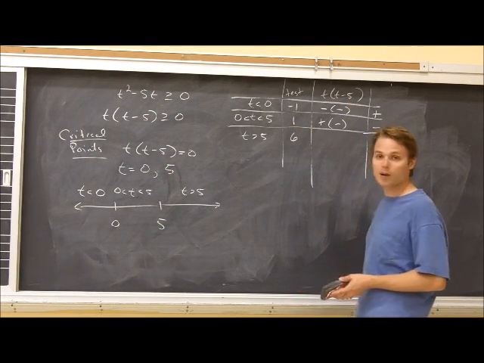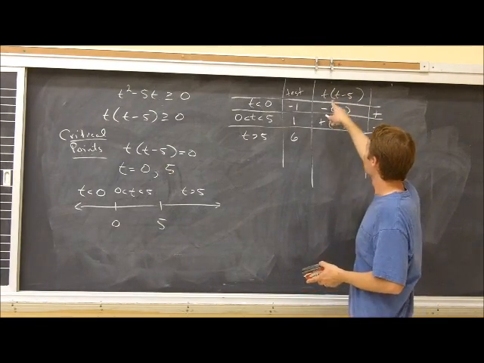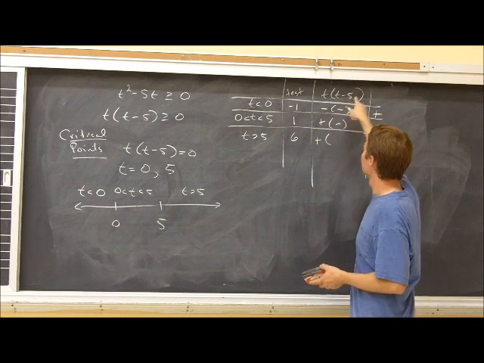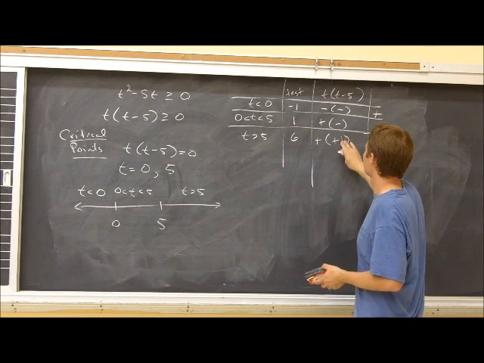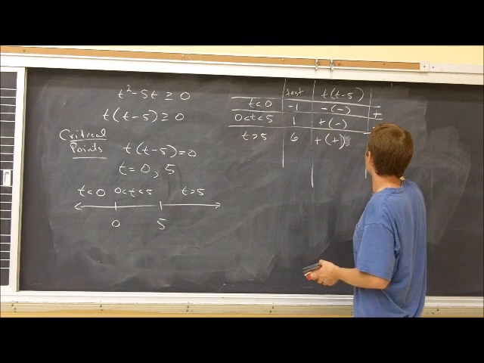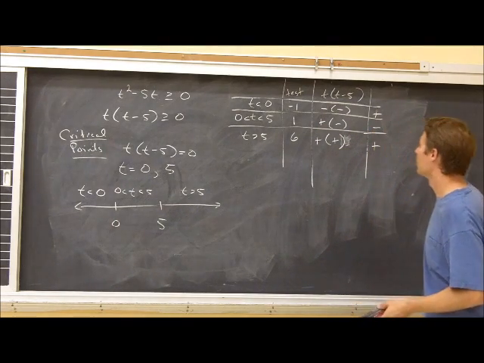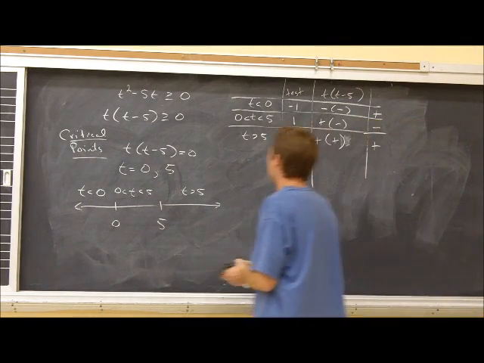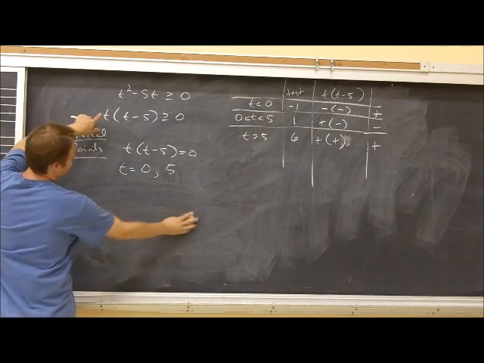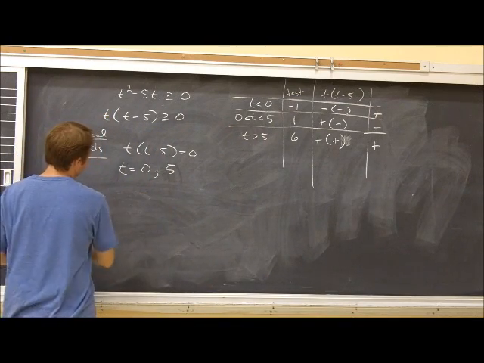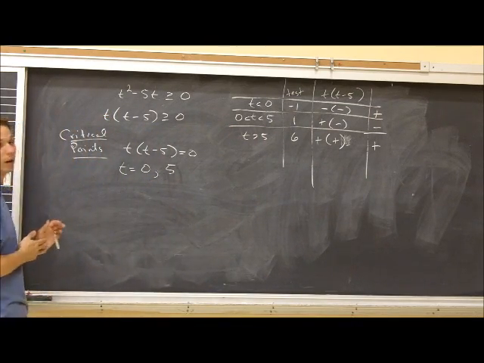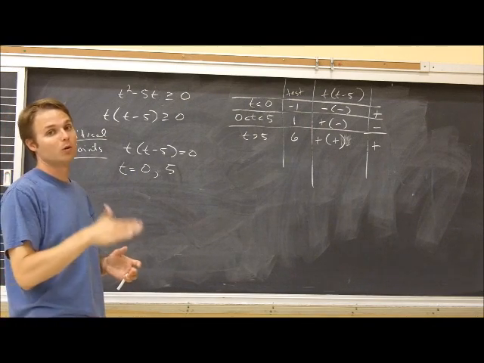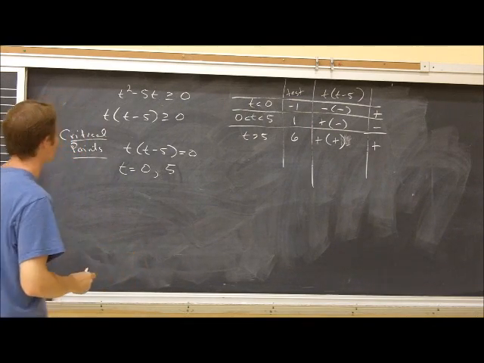So a negative times a positive is always negative. Plugging in 6 for t, I'll get a positive, and then 6 minus 5 is also positive. So a positive times a positive is always positive. So again, I have to go back to my expression and see what it is really asking. It's asking where this expression is greater than or equal to 0.